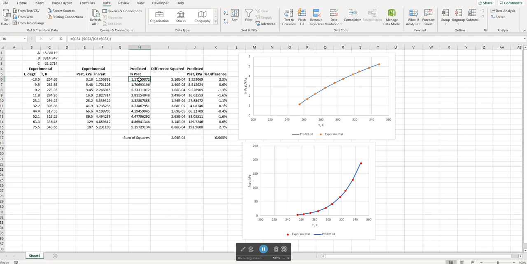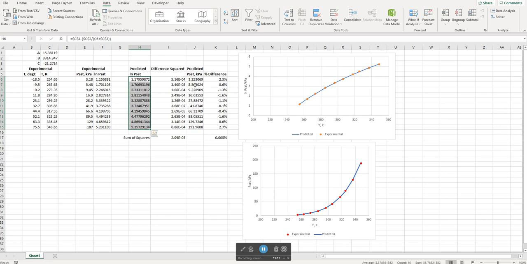Let's look at the predicted values. Here are the newly calculated predicted values of log of Psat. If I look at them, they look a lot closer than what we had before. If I look at my differences squared, you can see that now I've got really small numbers here. And my sum of squares is a pretty small number. Then I look at my predicted pressure in kilopascals: 3.25, 3.18, 5.5, 5.48, 9.3, 9.45.